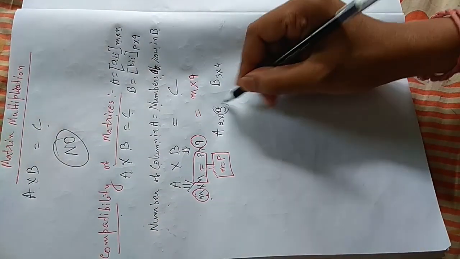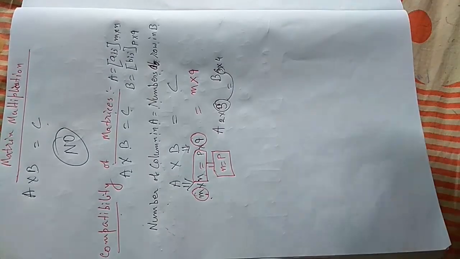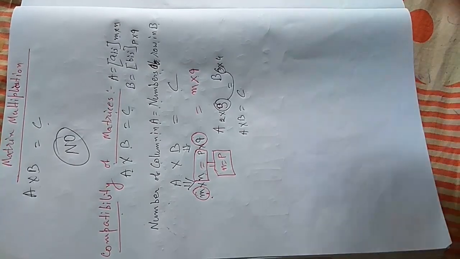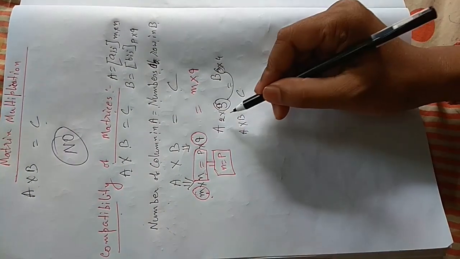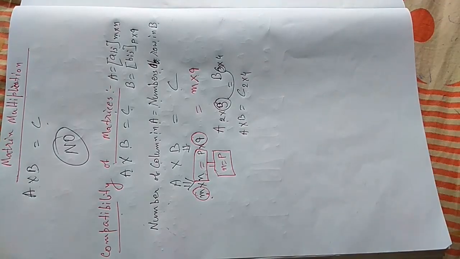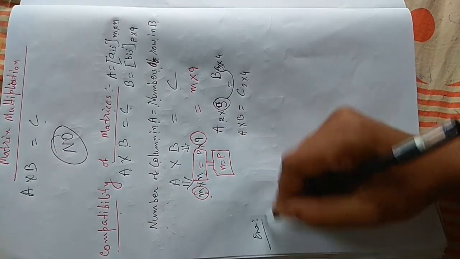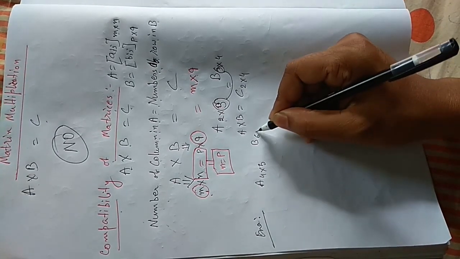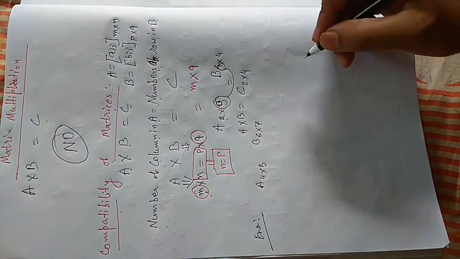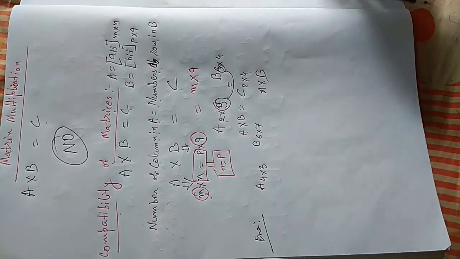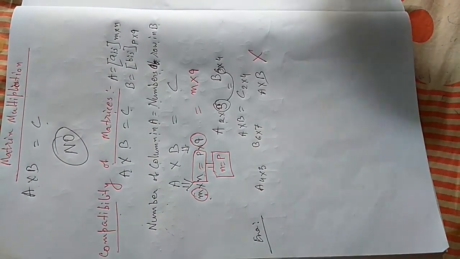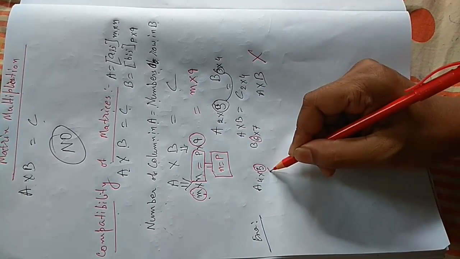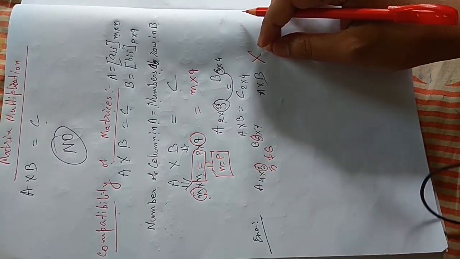Here the 3 and 3 are equal, so A and B are multipliable. If we multiply A by B and get C, the order of C is 2 by 4. Now for a second example, say A has order 4 by 5 and B has order 6 by 7. Is AB possible or not? Obviously the answer is no, because A's number of columns is 5 and B's number of rows is 6, and 5 is not equal to 6, so AB is not possible.